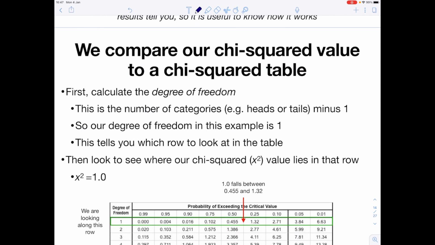And so now we've calculated our chi-squared value, we need to compare it to a chi-squared table. And in order to do this, our first step is to calculate the degrees of freedom. Now this sounds complicated, but I promise it's quite straightforward. You just need to know what the degree of freedom means, and all it means is you need to take your number of categories. In the case of the flipped coin, that's heads or tails, and then you need to minus 1 from that answer. So because we have 2 categories, either heads or tails, we minus 1, therefore our degree of freedom is 1. And the importance of the degrees of freedom is it tells you which row to look at in the table.